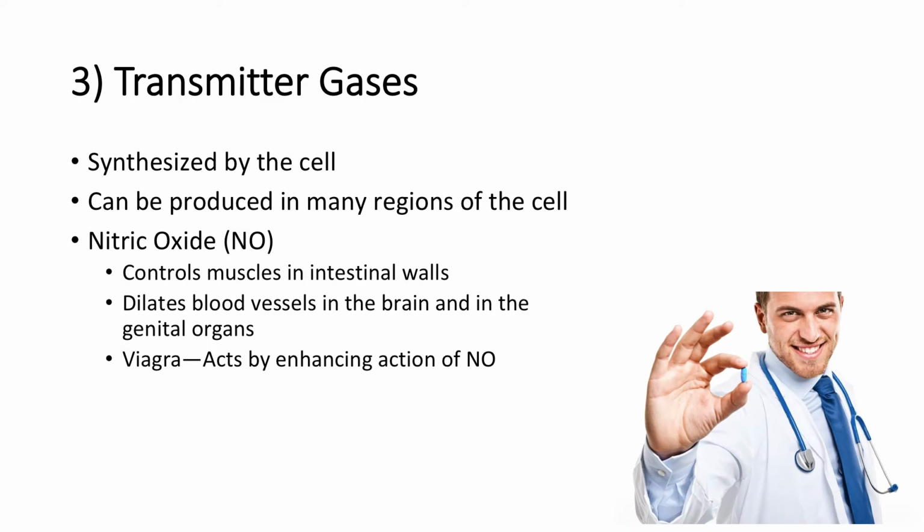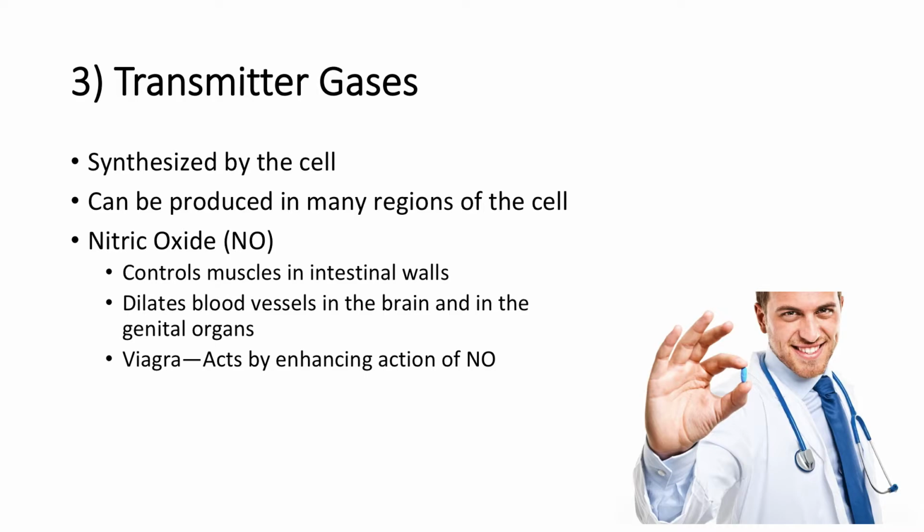Okay, and lastly, we have the transmitter gases. Water-soluble nitric oxide or carbon monoxide can both act as neurotransmitters. They are synthesized by the cell whenever the cell needs it because they cannot be stored. And unlike the other two groups, these can be produced in many regions of the cell. Nitric oxide serves as a messenger in many parts of the body. It has a variety of functions.